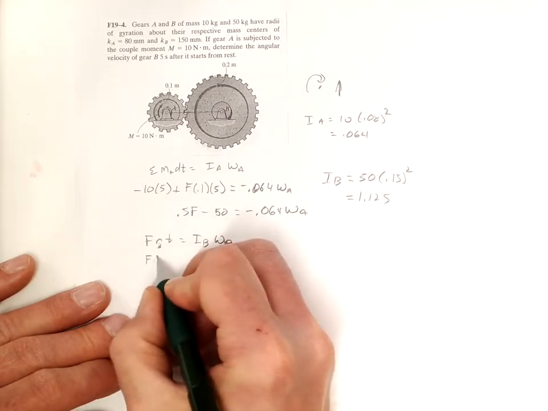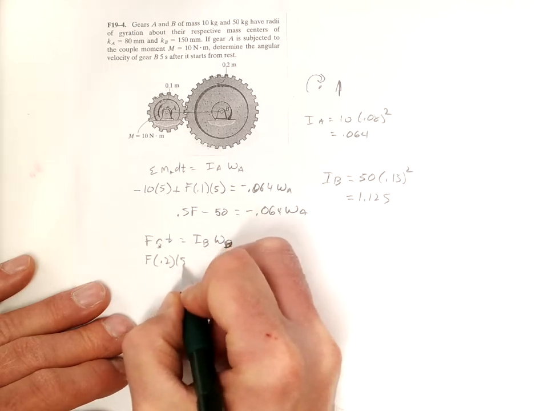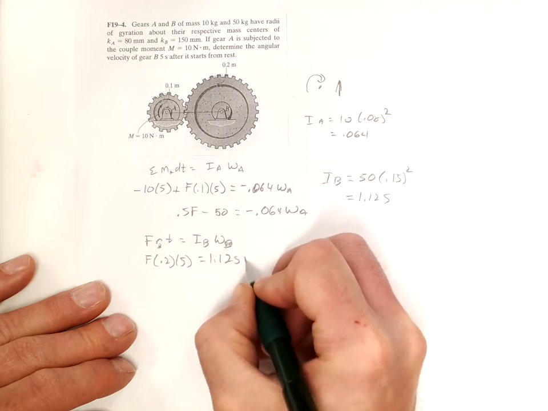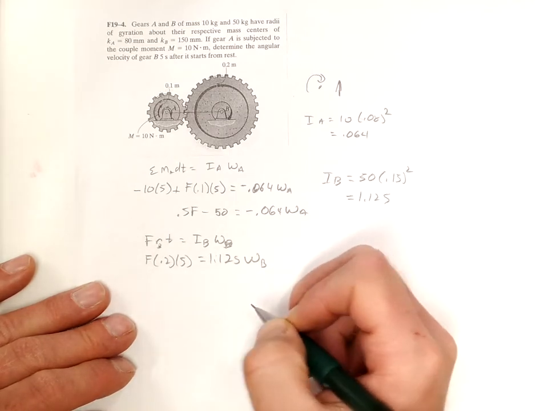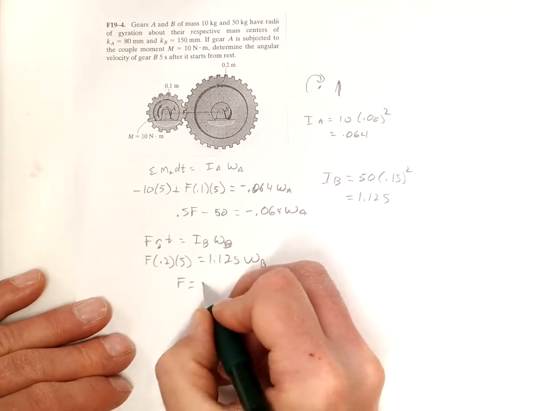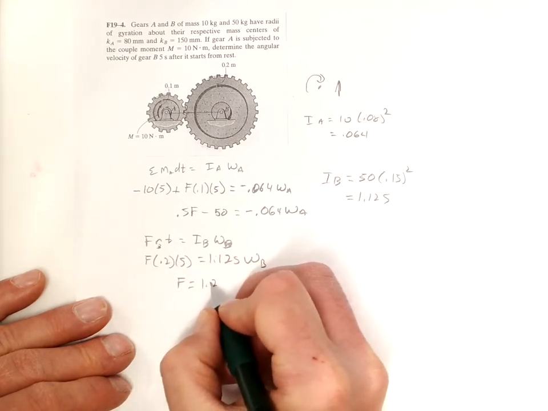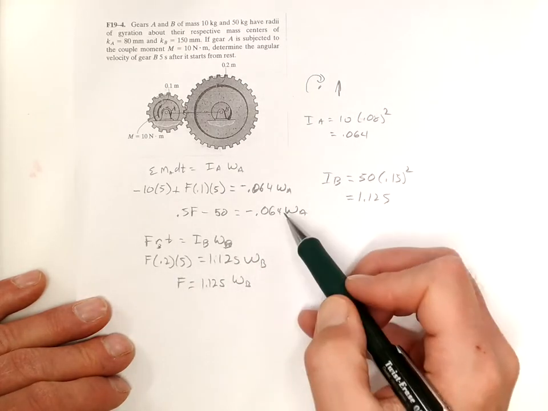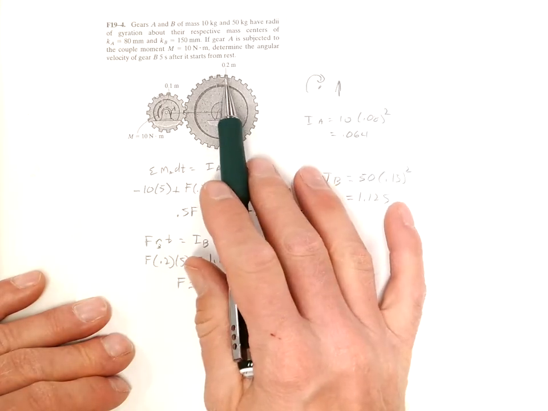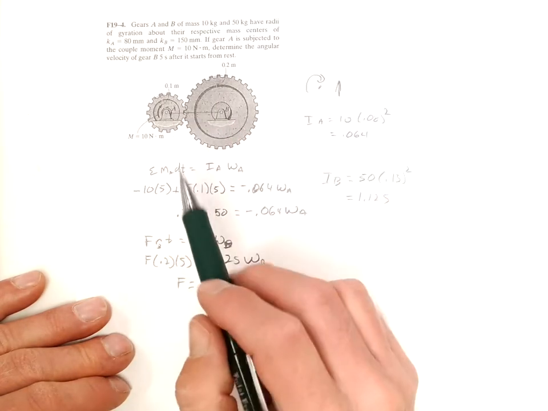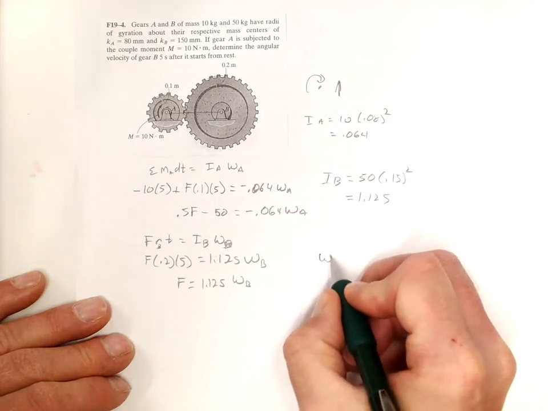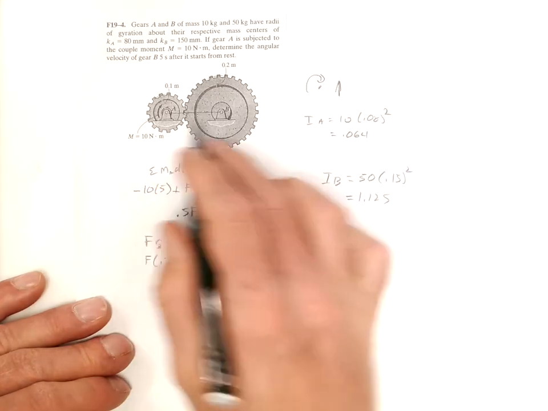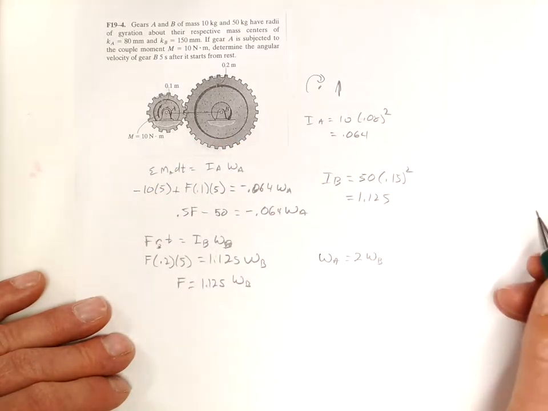So we have the force, the radius, the time equals I, so the force is 1.125 omega B. Now we have force, omega B, and omega A. But because the ratio of the diameters is 1 to 2, we can say that omega A will be 2 times omega B, because it's half the radius and thus half the circumference.